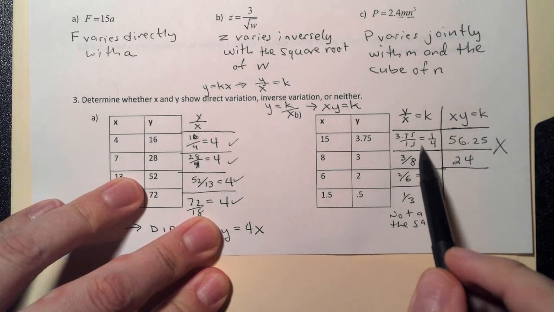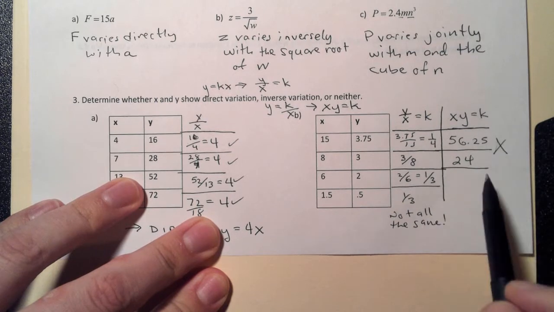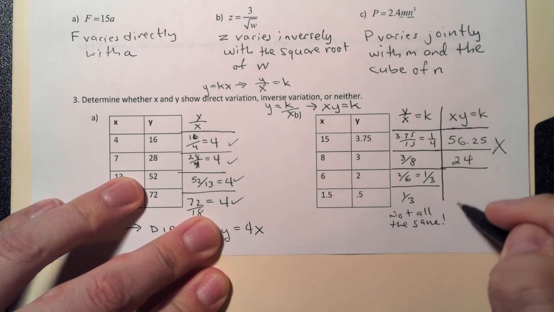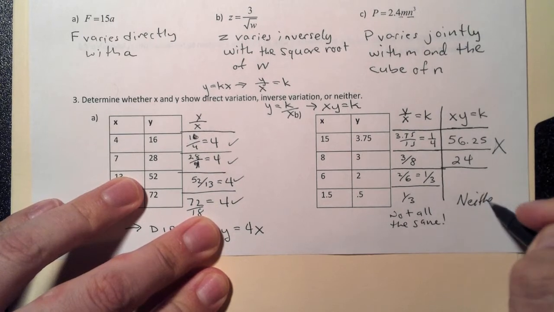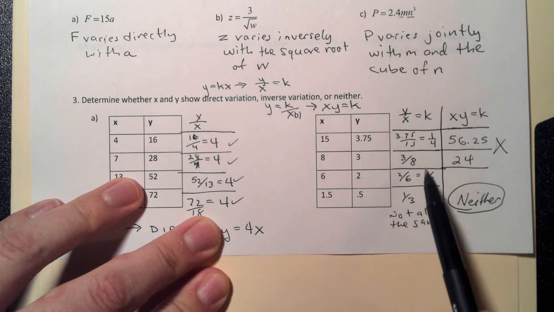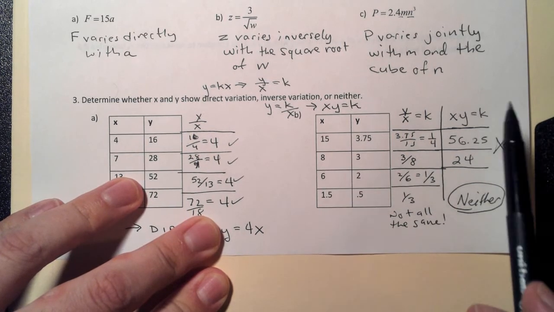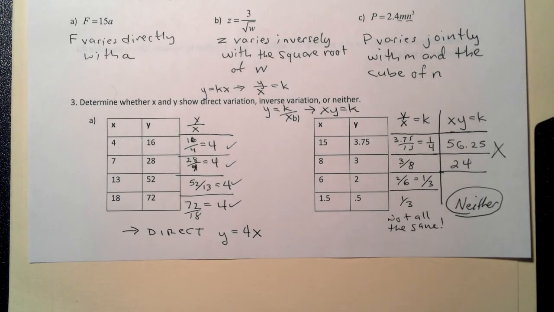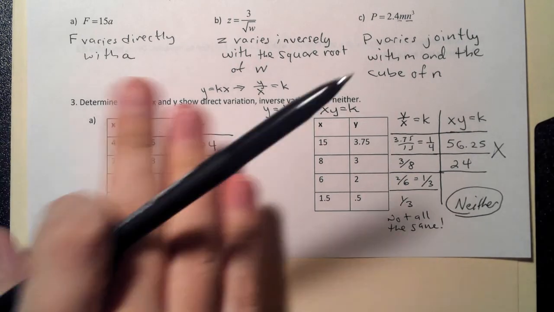So what I see here is this is not a direct variation. This is not an inverse variation. This is, in fact, neither. Because y over x was not the same value for every set of values, and x times y was not the same for every set of values, I can conclude that this is, in fact, neither direct nor inverse. All right.